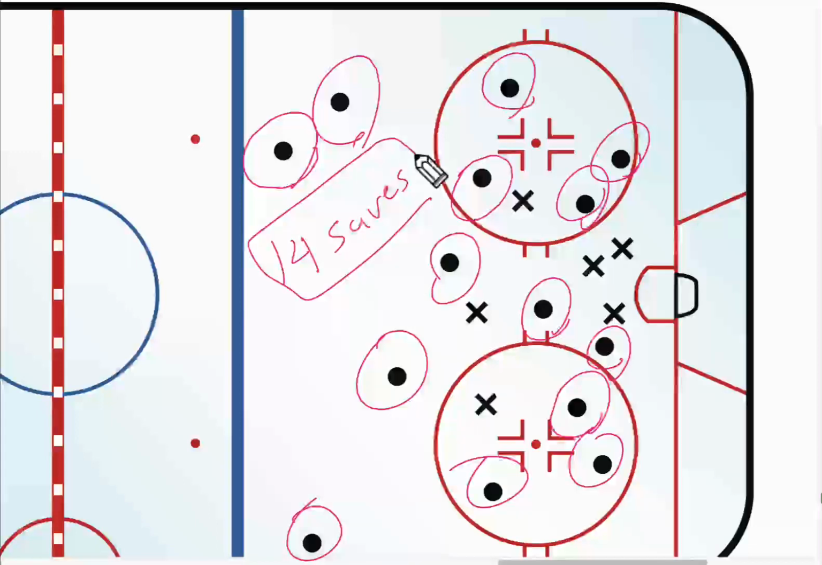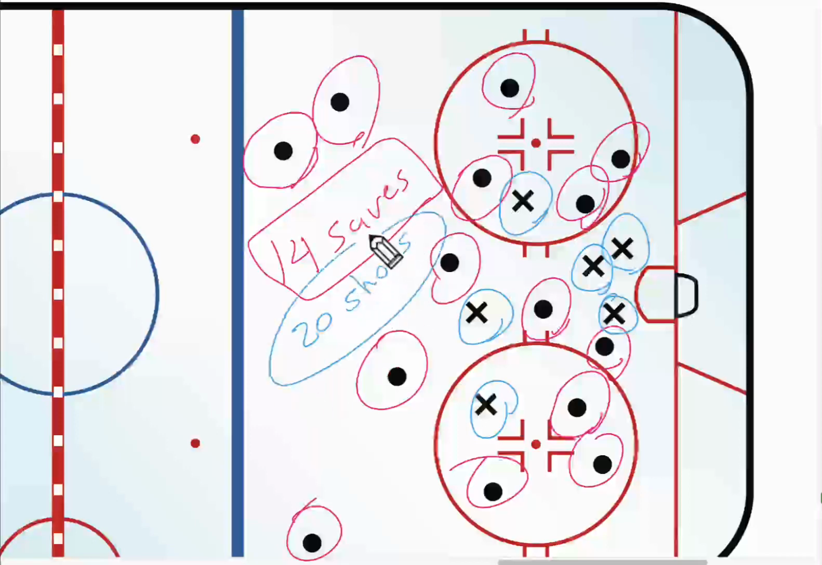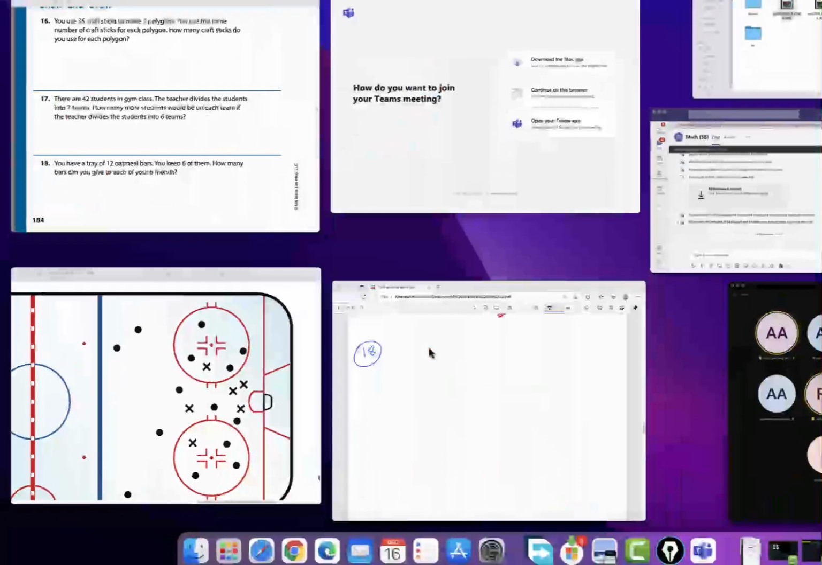How many shots in all? Let's count. 14, 15, 16, 17, 18, 19. Okay, it's 19. Oh, there's one here. 20. So we have 20 shots. Okay, let's take this to the page and let's solve it.